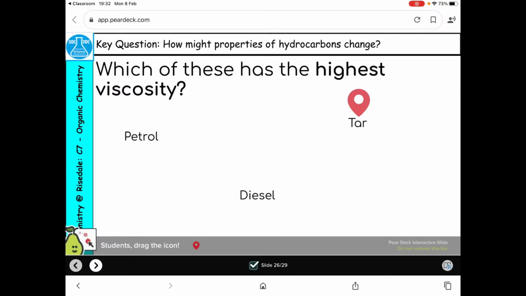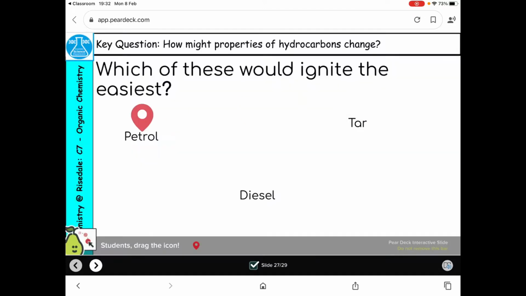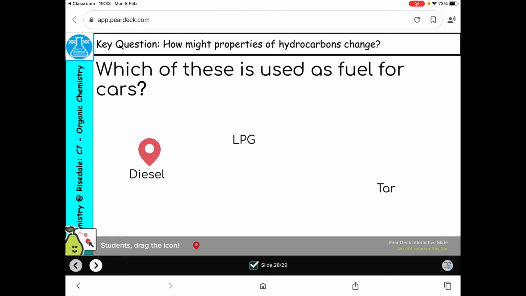So which of these has the highest viscosity? Tar wasn't mentioned on the picture in your revision guide on page 150. But tar is a thick, black, sticky substance. It's put on roads to keep the gravel and stuff together. So tar has the highest viscosity. It's the most thick of these three liquids. Which of these would ignite easiest? So if you look at the fractionating tower, petrol was highest up out of these three, so that would ignite more easily. Which is used as a fuel in cars? So LPG is a gas, so that's not used in cars. Tar is too thick to pour into a car, so you should have chosen diesel.